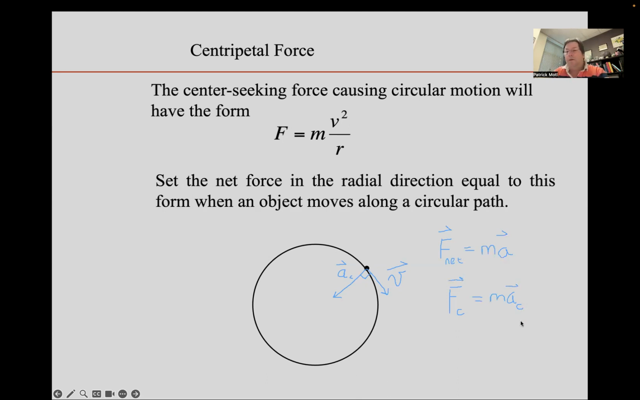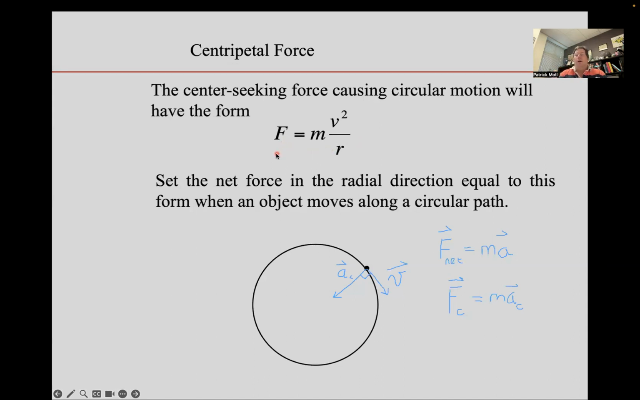And we had seen before that that centripetal acceleration is as big as v squared over r. So the speed squared divided by the radius of the circle. So all we're doing is taking that knowledge for the centripetal acceleration, plopping it into Newton's second law of motion to get the centripetal force.